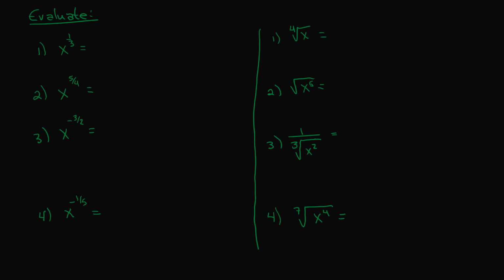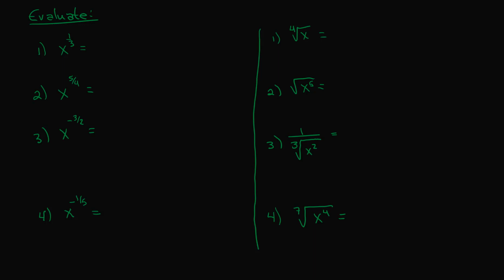So in the first case here, we have x to the 1/3. Now be careful. It is not a negative. This is not equal to 1 over x cubed. That's not what this is. That's not what it's saying. The negative is what indicates we have a reciprocal.